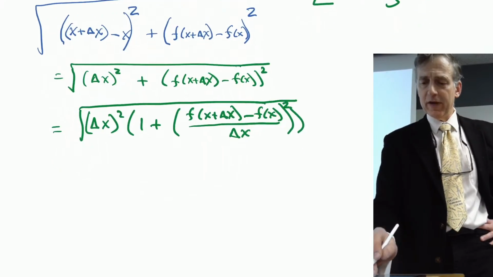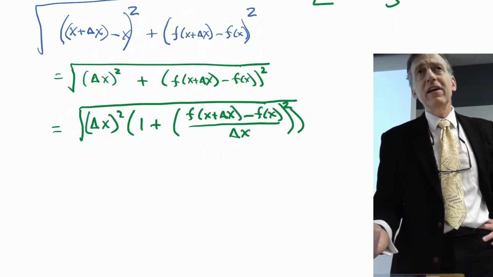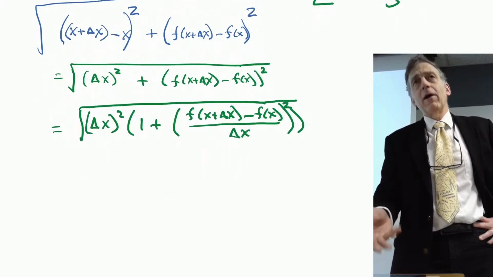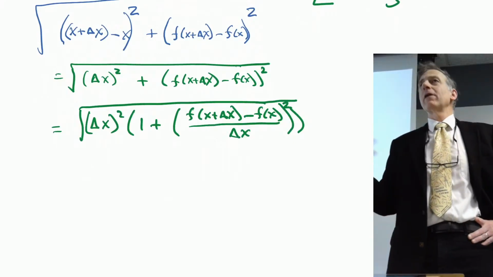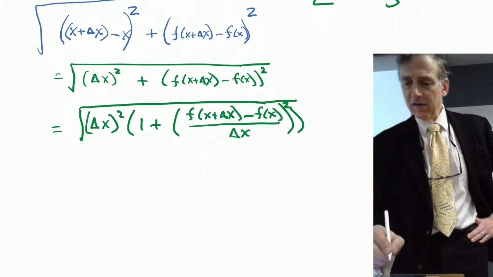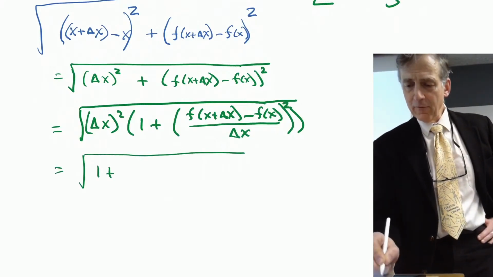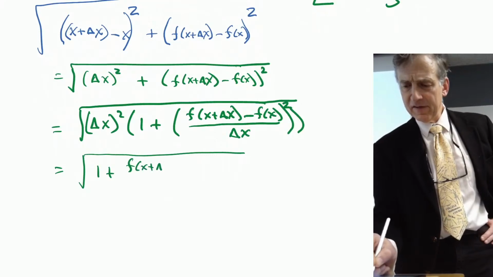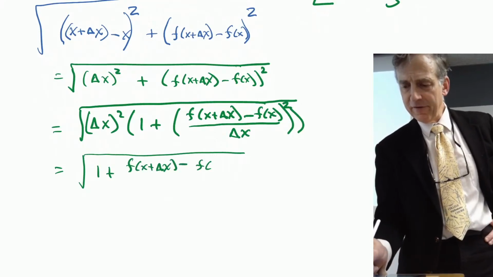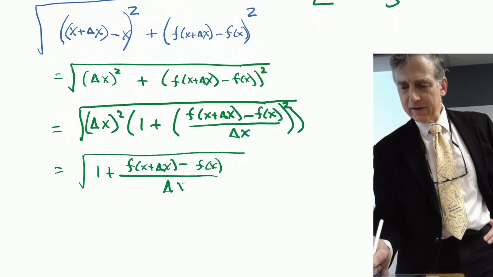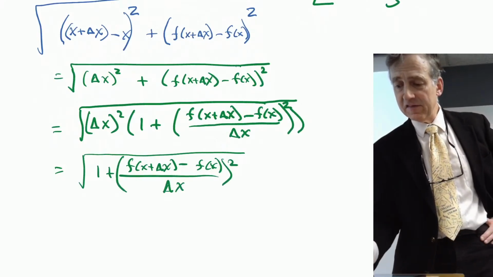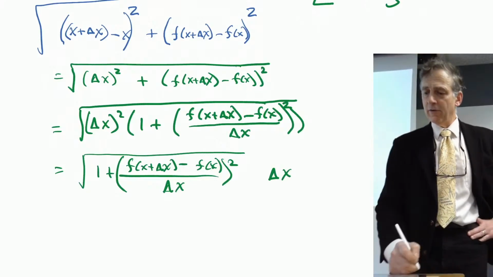Then the next move is to take that delta x squared and move it outside the radical. Technically, the square root of delta x squared is the absolute value of delta x, but we're going to assume delta x is positive, so we don't have to worry about that. So then we get this expression, 1 plus f of x plus delta x minus f of x all over, we're coming back to this, don't worry. Some of you can see ahead, can't you? And you know where this is heading.